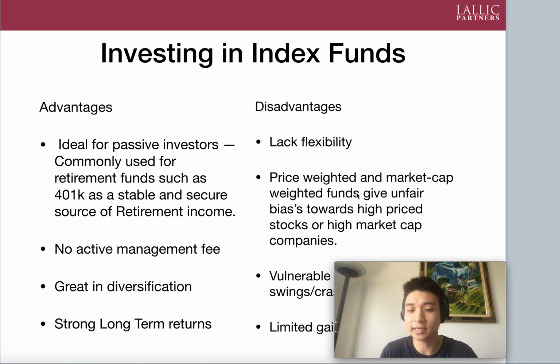Also, price-weighted and market cap-weighted funds give unfair biases toward high-price stocks or high market cap companies. For example, the Dow Jones Industrial Average is a price-weighted fund. This means that in the fund, companies such as Amazon would have a greater influence than companies such as Boeing or Apple, as Amazon has a price of $2,000 per share compared to Apple and Boeing that only have a price of around $300 per share.